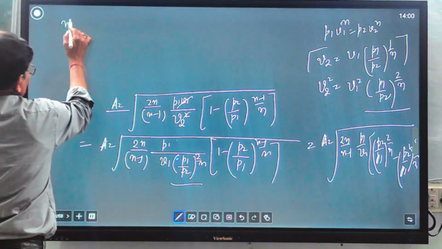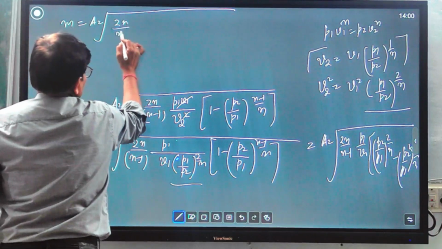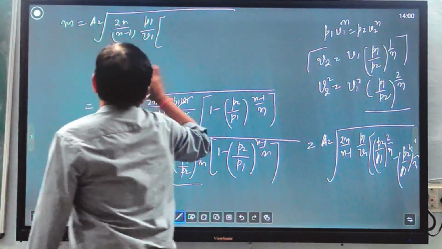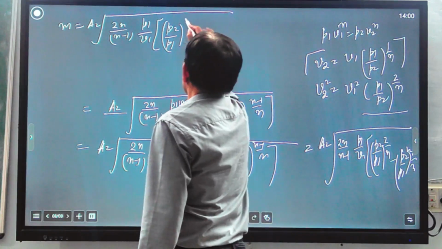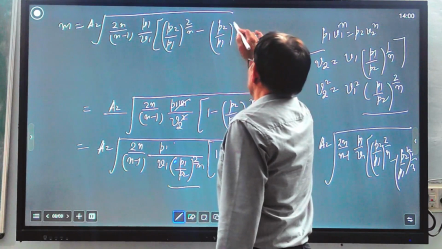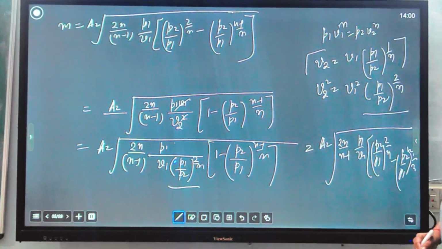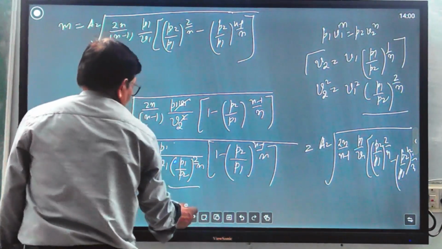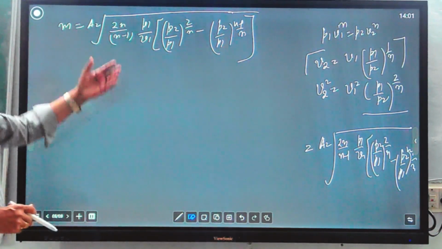So m equal to A2 under root 2n upon n minus 1 P1 upon V1, and here you will find (P2 upon P1) to the power 2 by n minus (P2 upon P1) to the power n plus 1 upon n. This is the final equation for finding out mass flow through the nozzle exit. Now see that this is the mass flow rate through the nozzle exit.